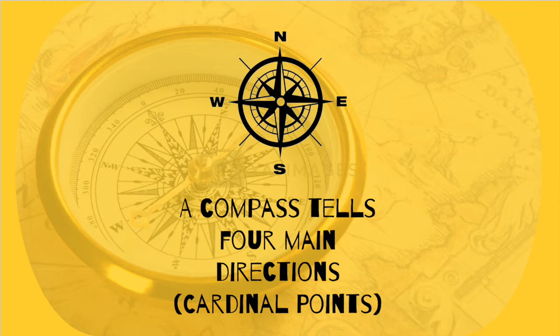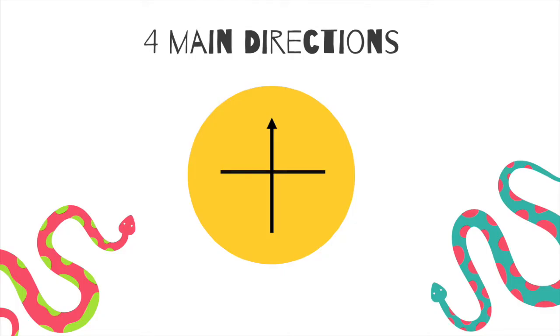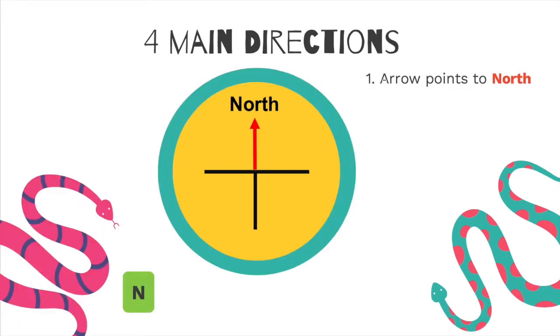What is a compass? A compass tells four main directions, which we also call cardinal points. A compass helps us to find out the direction on a map, so it helps us to locate where we are and find our location easily. It is very important that we know there are four main directions on a compass. First, you need to know the arrow forever points to the north. North, N-O-R-T-H, north.